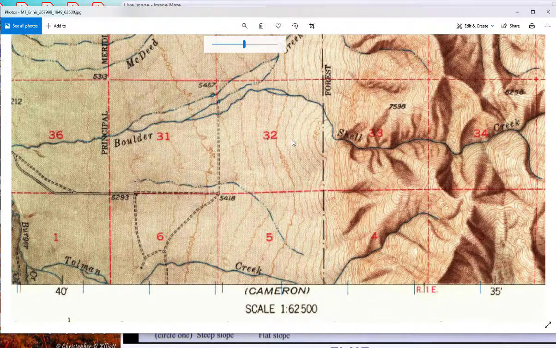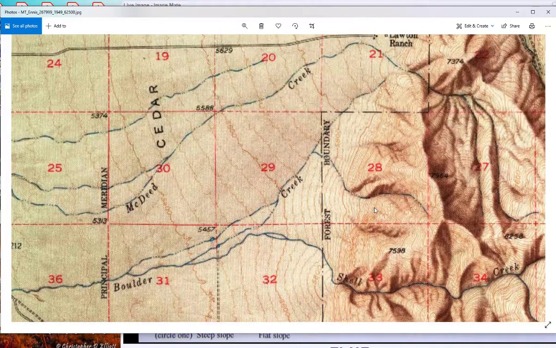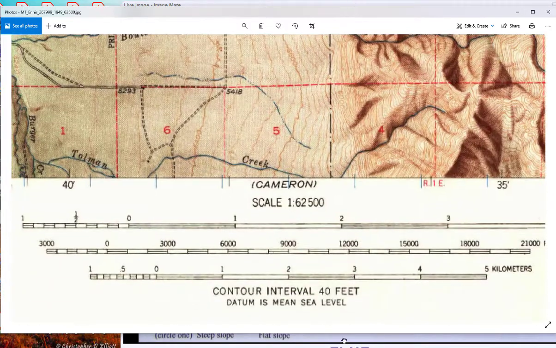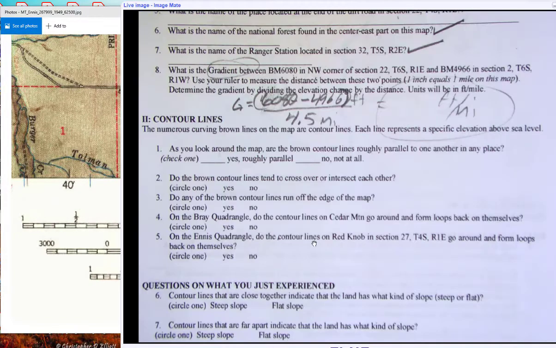So that's another important feature we see. This map is a little bit different than other maps in that it's called a shaded relief map because you see these kind of shaded patterns here. But again, you can still see the contour lines. And then we see that it's a 40-foot contour interval here. So let's look at some of the questions here.